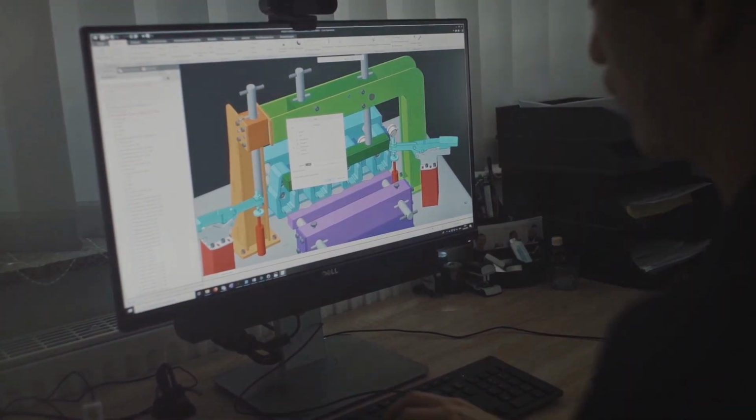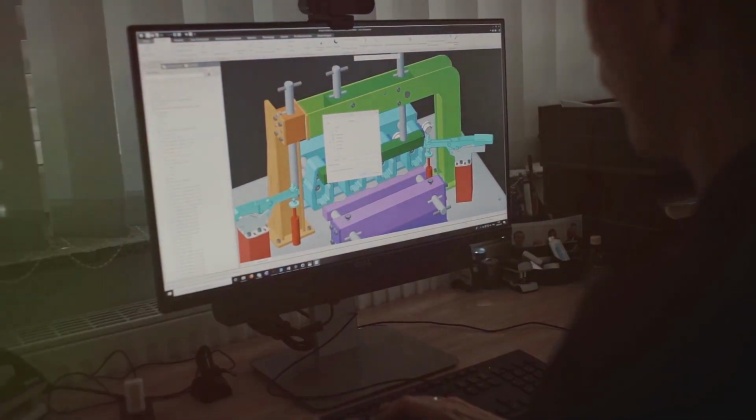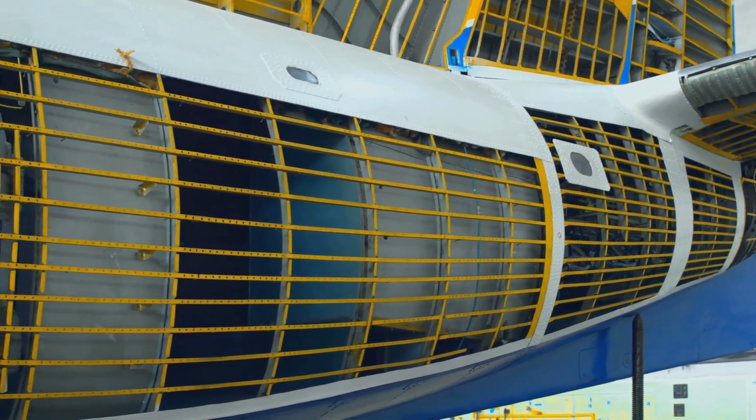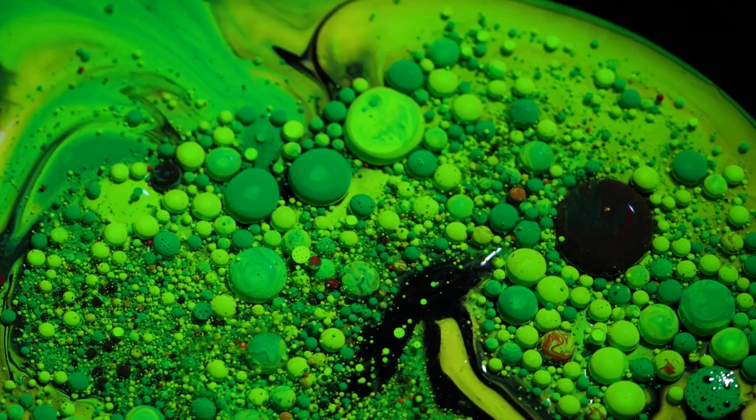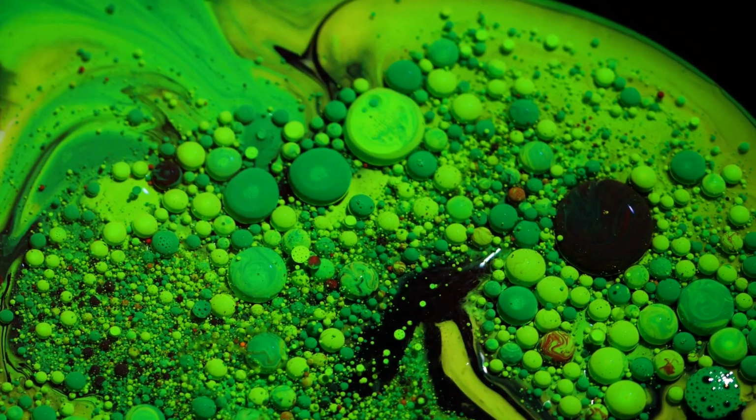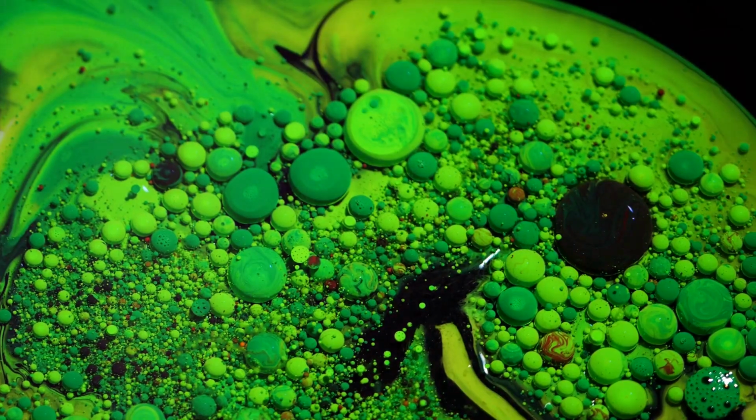Once the CAD model is complete, the next step is mesh generation. Meshing involves dividing the aircraft's surface and surrounding airspace into small cells. These cells form a grid that the CFD software uses to solve fluid flow equations.